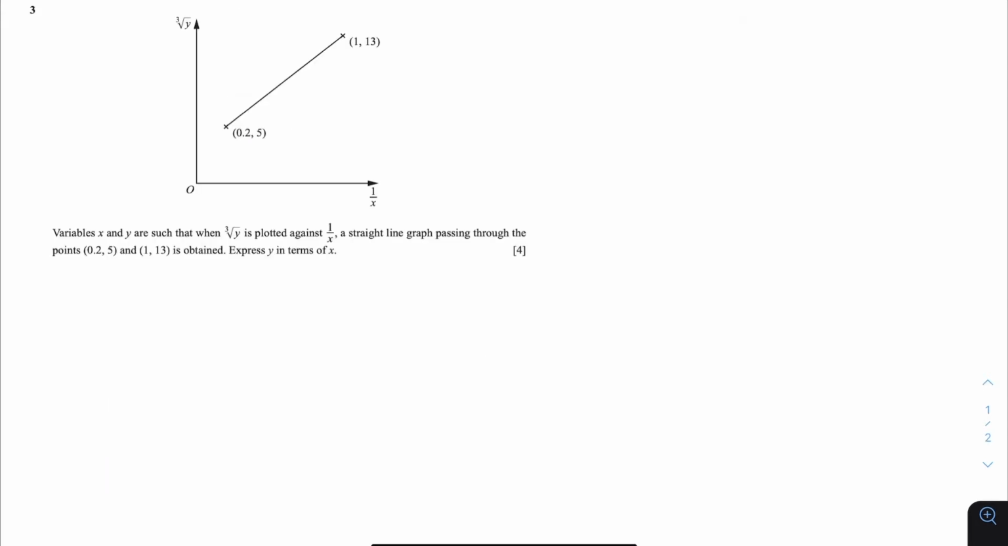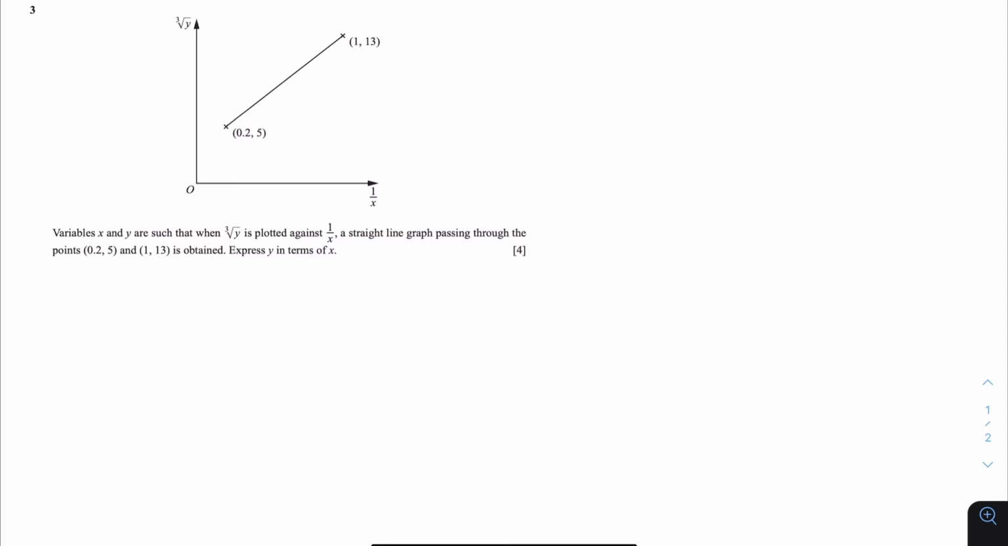Alright, so let's look at this problem right here. It's saying variables x and y are such that when the cube root of y is plotted against 1 over x, a straight line passing through the points (0.2, 5) and (1, 13) is obtained. Express y in terms of x. Like I said before, this is the kind of question you're going to get in an AddMath style question. It's 4 marks.